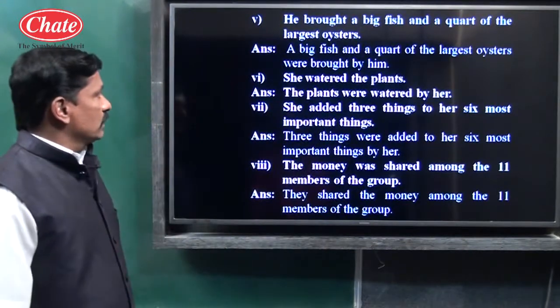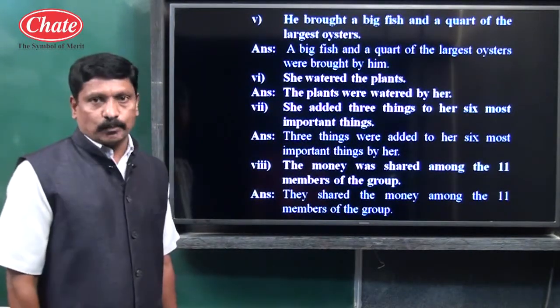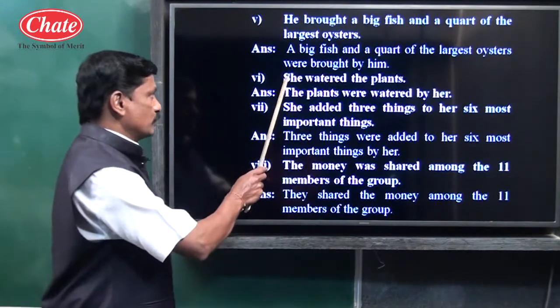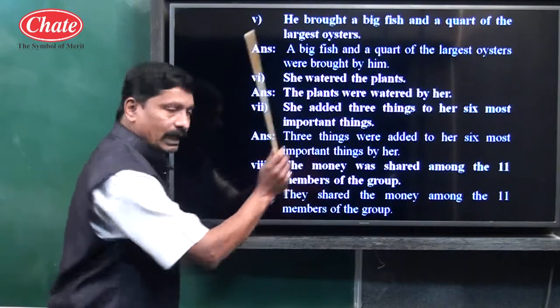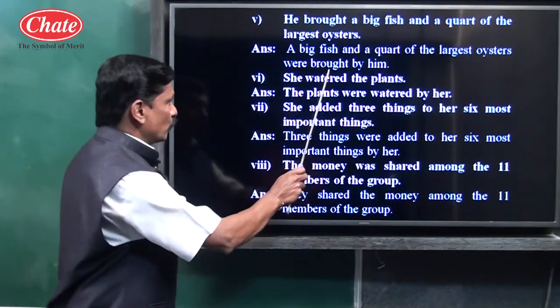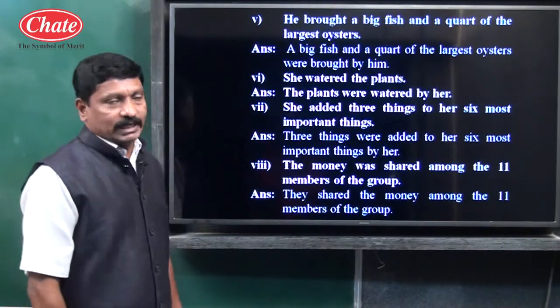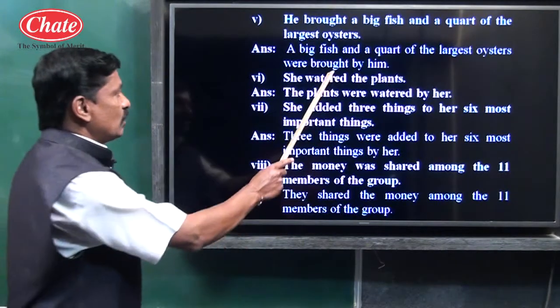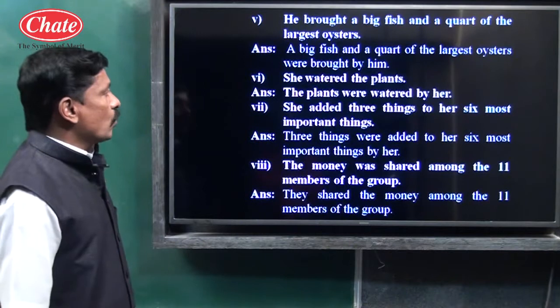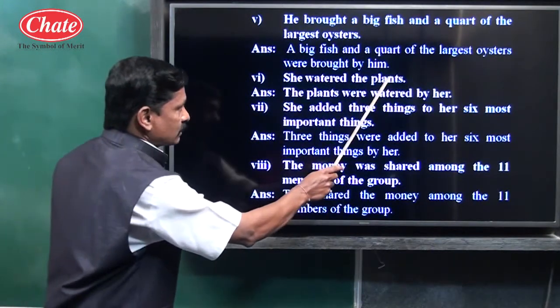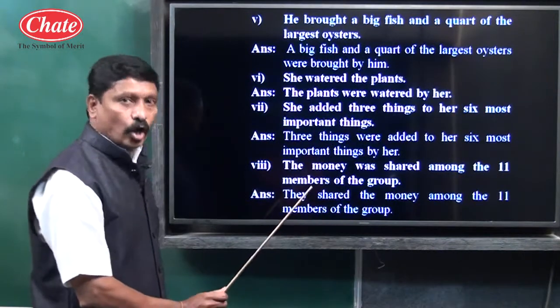Next example, she watered the plants. Once again, it's an active structure. See, subject, verb and object. S-V-O. So the given sentence is in active voice. Let us see its passive structure. She watered. What did she water? The plants. Now here the plants is the object.